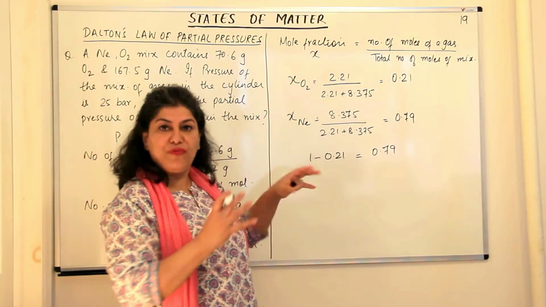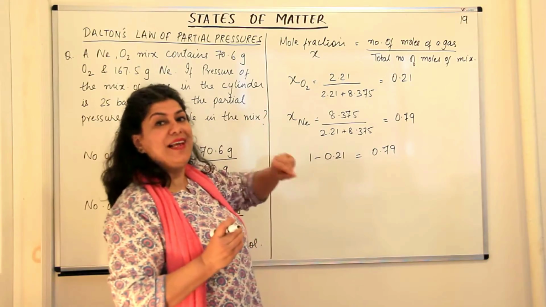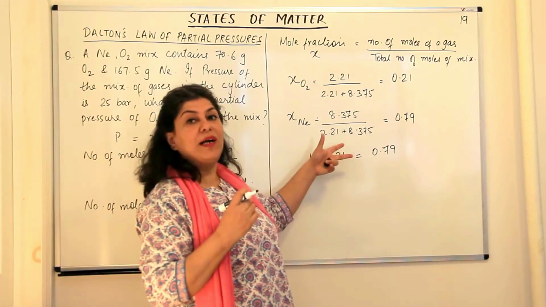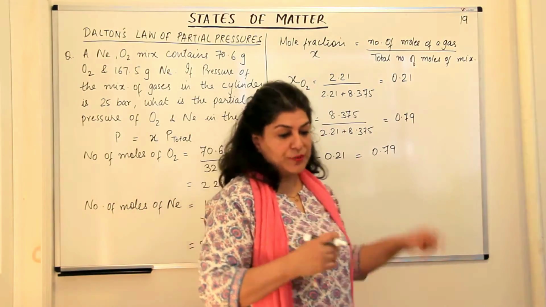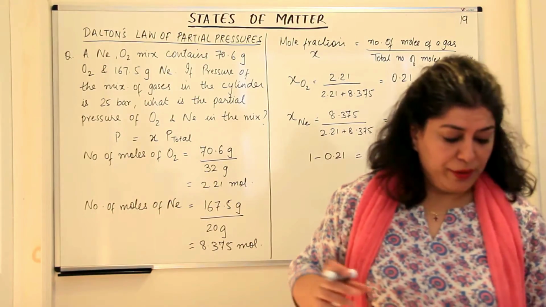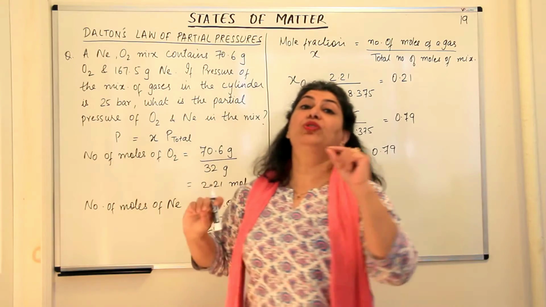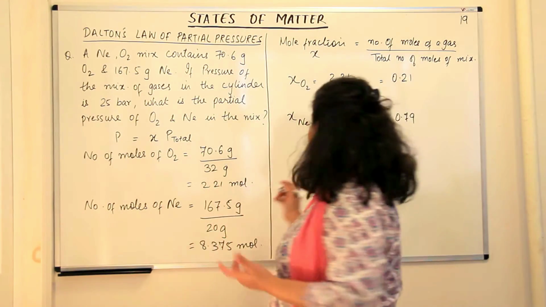Whenever you're finding the mole fraction of a mixture of substances, for the last one that is left, you can always add the sum of all the others and subtract it from the total of 1, and you will get that amount. Anyway, moving on now. What are we looking for? We are looking for the partial pressure of both the gases. So let us now calculate the partial pressures of the gases.